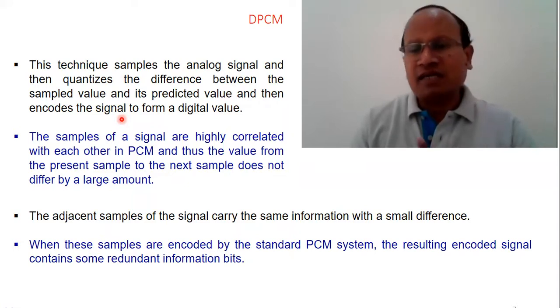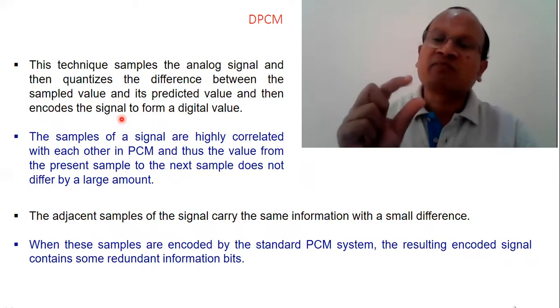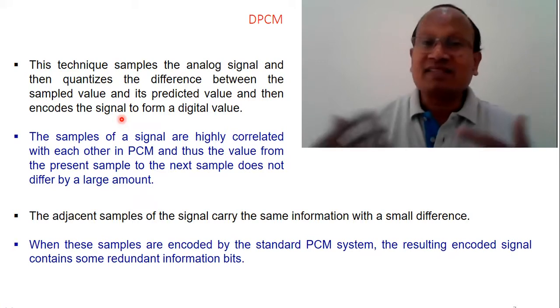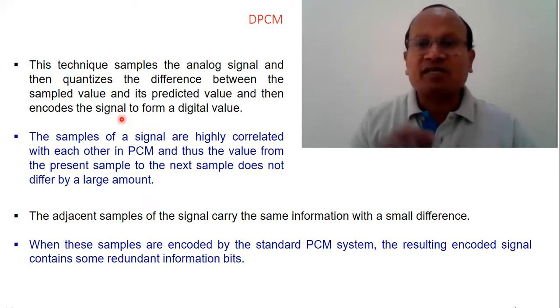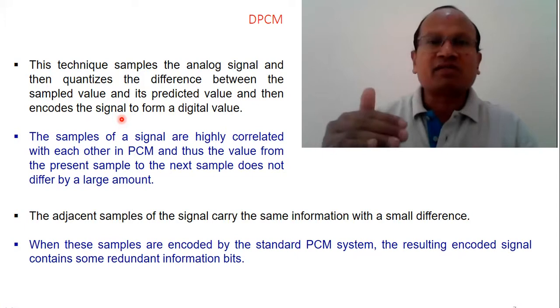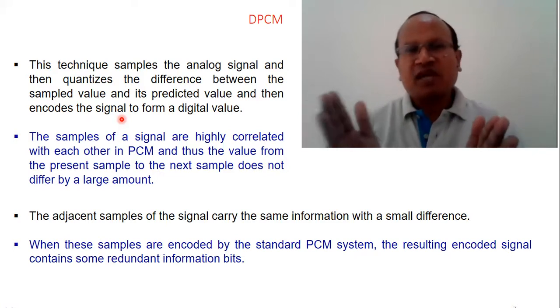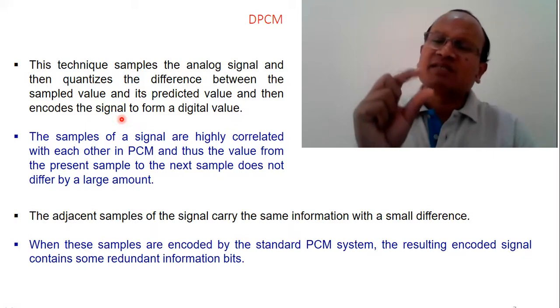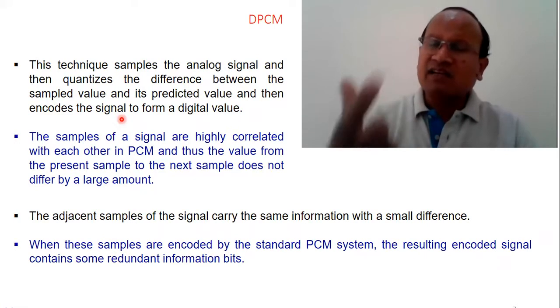Rather than quantizing and encoding all the samples as we do in PCM, what do we do? The difference between two adjacent samples is quantized and then encoded, rather than quantizing all the samples and pulses. Why can we do it? That's very important, because when the sampling rate is very high, there will be more samples. And when you compare two neighboring samples, the change in the strength of the signal is not very much. It's very slight, very small. The difference is very less.